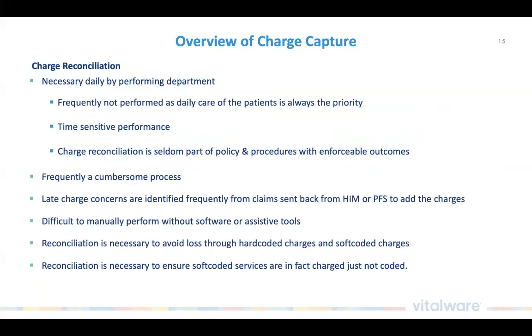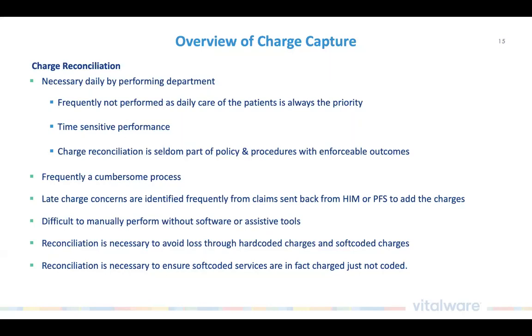Charge reconciliation should be performed daily by department, and your system should have some sort of charge reconciliation. However, if they're like me, I've got a lot of patient care. I've got 14 patients I've got to write notes on before I leave tonight, and I totally forget to do my order reconciliation. It's time sensitive, so if I'm off for 4 days and I come back, those charges already went out. Charge reconciliation is seldom part of a policy or procedure, and if it is, it doesn't have enforceable outcomes. So that's an opportunity for everybody.